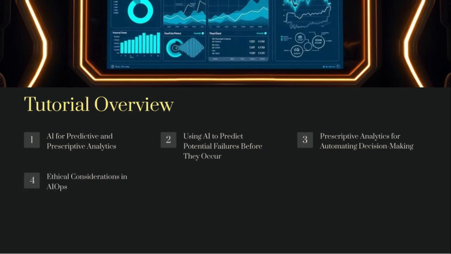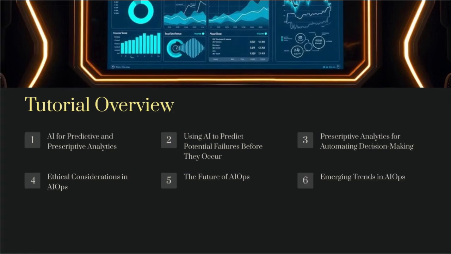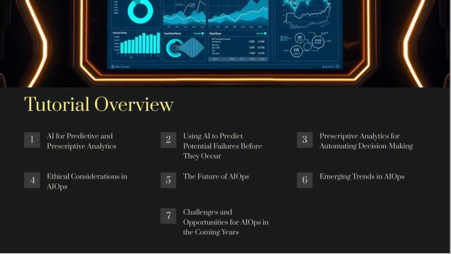4. Ethical considerations in AIOps, addressing challenges around AI bias, privacy, and governance in IT. 5. The future of AIOps, exploring how AIOps is evolving to become smarter and more autonomous. 6. Emerging trends in AIOps, autonomous operations, 5G, and edge computing, how these technologies are reshaping IT operations. 7. Challenges and opportunities for AIOps in the coming years, the road ahead for businesses adopting AI-driven IT operations.